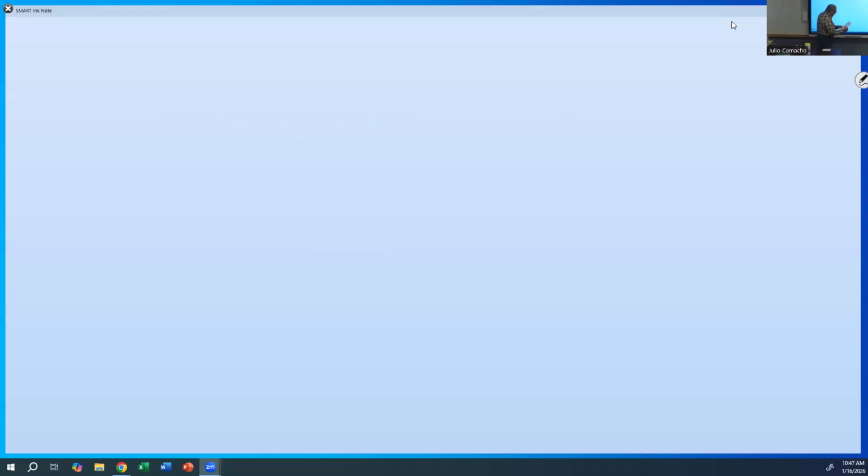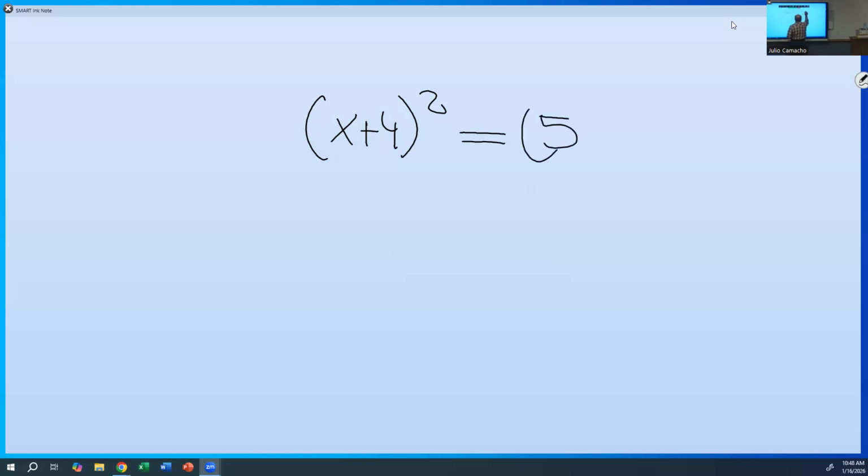What happens when you have something like x plus 4 to the second power? Some students, when they see something like this, say, oh, I know the answer, Mr. Camacho, it is x squared plus 16. That is not the answer. Why? Because that is equal to, say, 5 to the second power. How do you expand 5 to the second power?